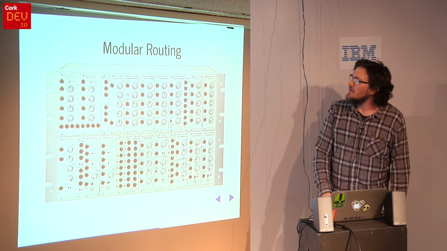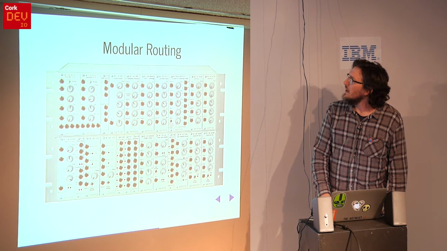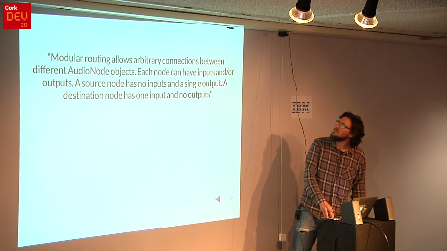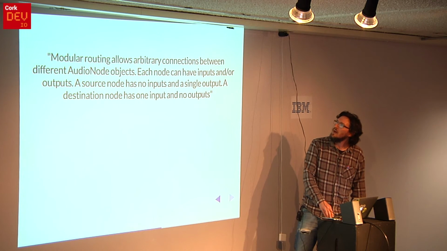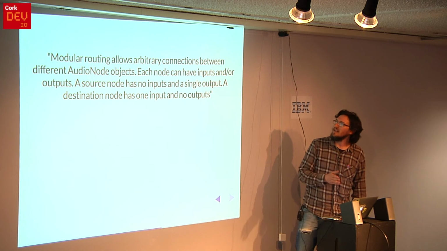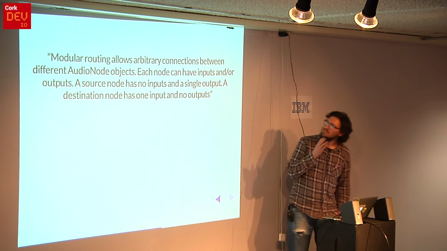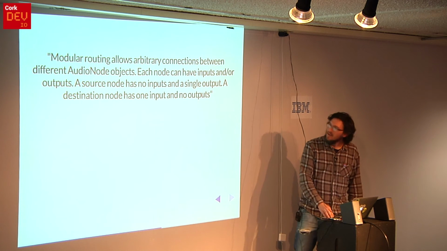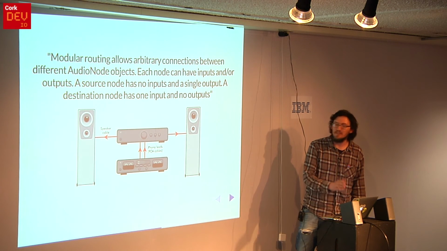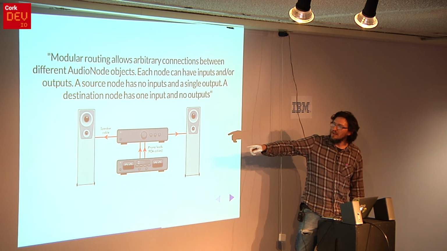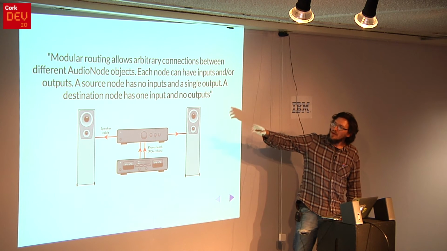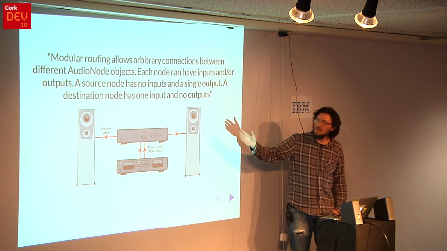So modular routing is the basis of the Web Audio API at the moment, which is this idea that modular routing allows arbitrary connections between different audio node objects. Each node can have inputs and or outputs. A source node has no inputs and a single output, and a destination node has one input and no outputs. That sounds a bit abstract, but basically that's all it is. You have something like a CD player, a record player, a synthesizer going into an amp, and then going into speakers. These are all nodes, basically.